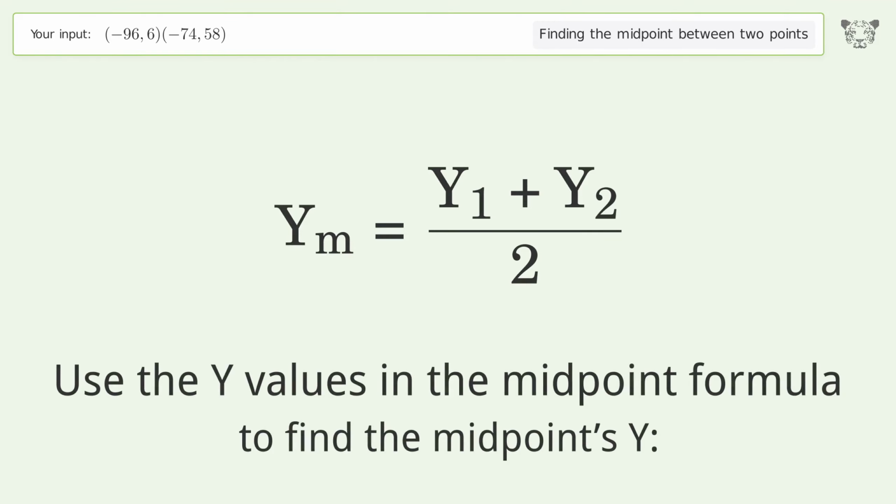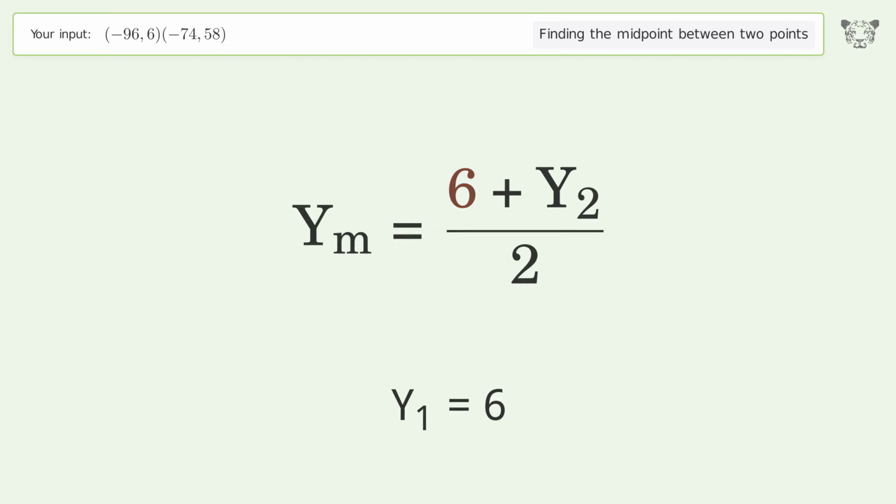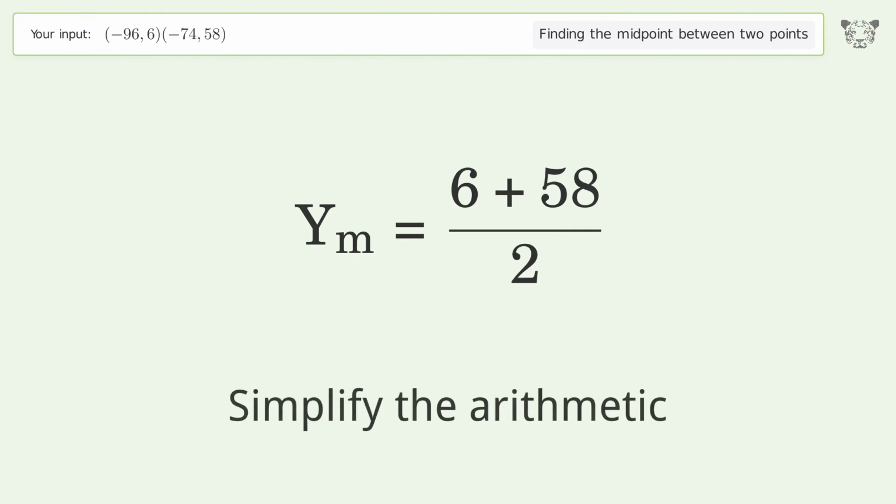Use the y values in the midpoint formula to find the midpoint's y. y1 equals 6. y2 equals 58. Simplify the arithmetic.